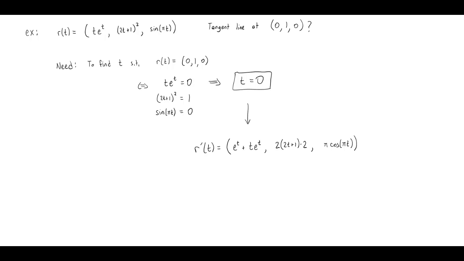And then we need the derivative at time 0 to get the tangent vector. So we plug in 0 and we get 1. It's going to be 4. Here, when t is 0, cosine of 0 is 1, so 1 times pi, it'll be pi.